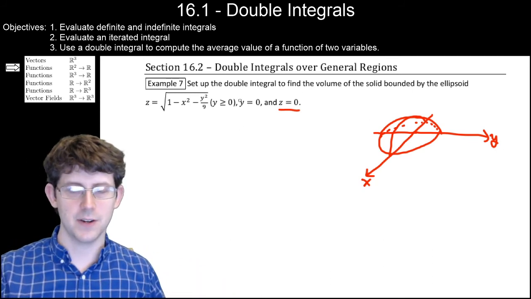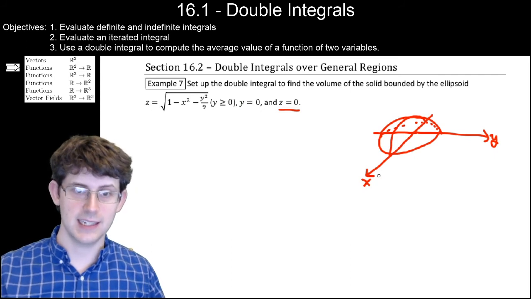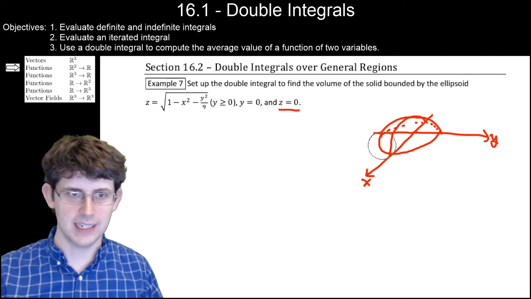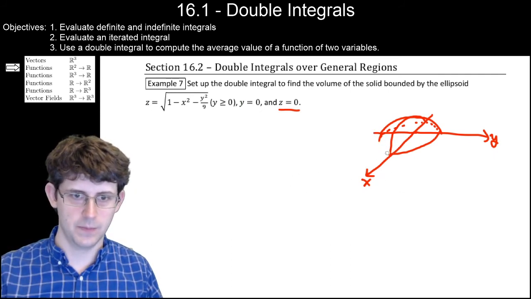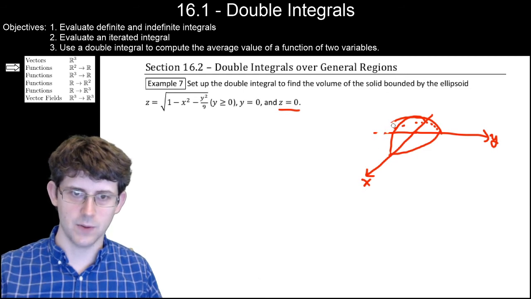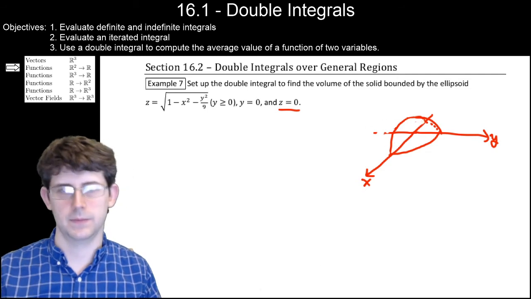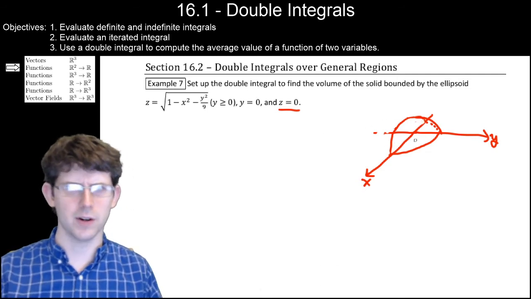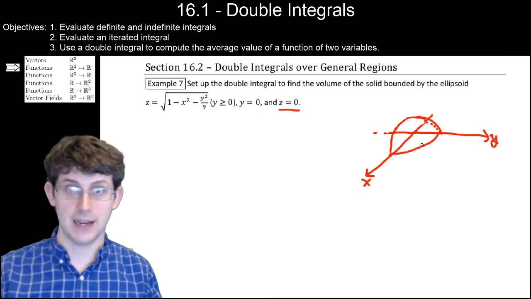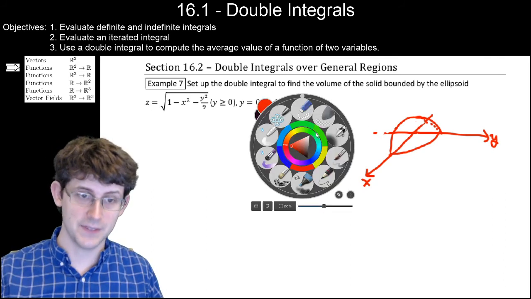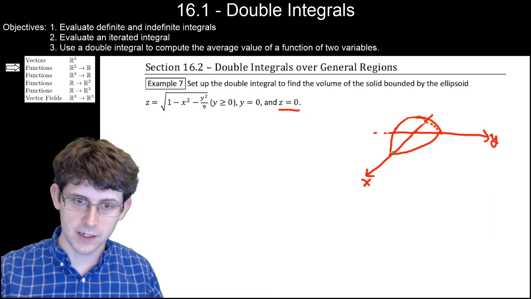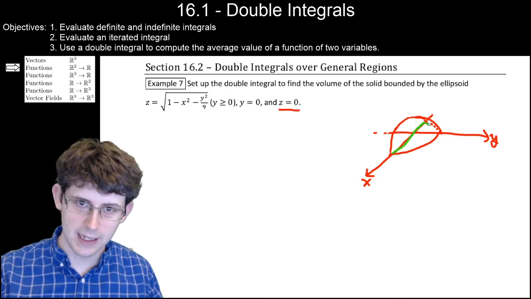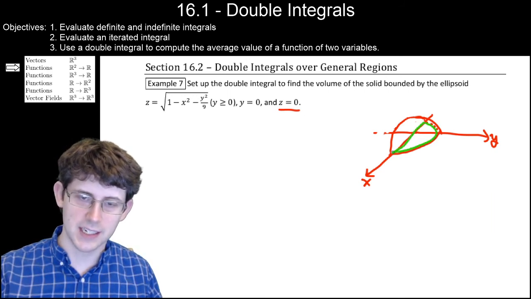Giving it another bound of y equals 0 slices it again, so we only have the part where y is positive. So now it's like a quarter of a football. Okay, how will we do that? Well, the perspective of this section is that we should go down to the xy plane and figure out what this region is in the xy plane.